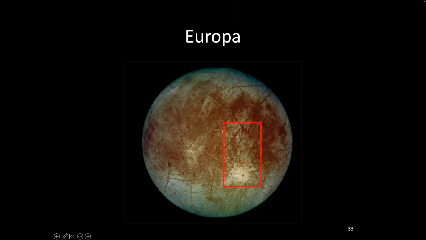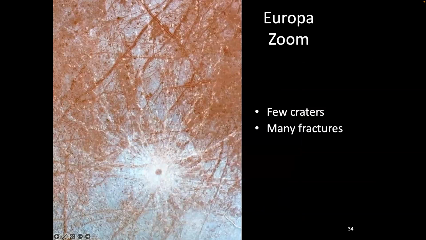Okay, so let's zoom in here. That's indeed an impact crater. And there's all this weird stuff on it and weird color. But there's not many craters, right? And there's many, many fractures. But what the hell is going on here?